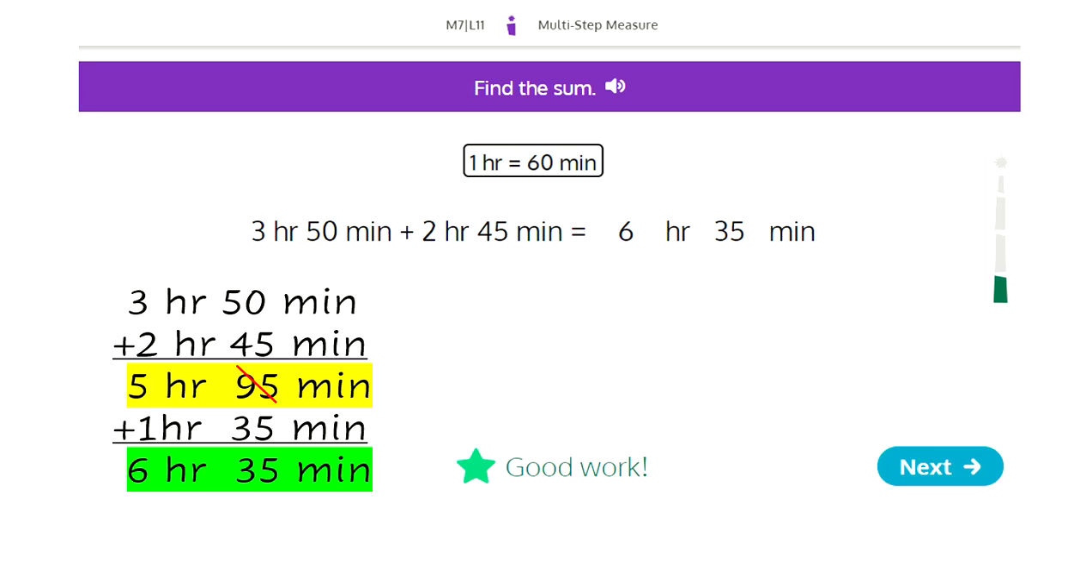At this point, we realize that 95 minutes is more than 1 hour. It's more than 60. So I'm going to regroup. I'm marking off my 95. I'm taking 60 minutes out. 60 minutes equals 1 hour. So I'm adding 1 hour on the hours column, and I have left over 35 minutes. So then we just proceed. 35 minutes plus 5 hours plus 1 hour is 6 hours, 35 minutes.